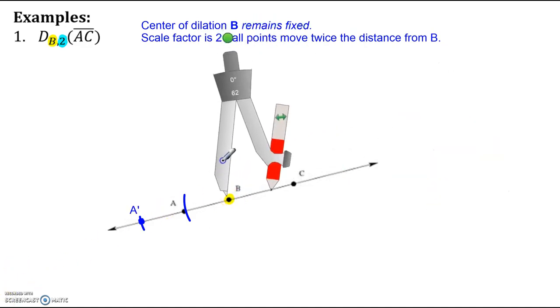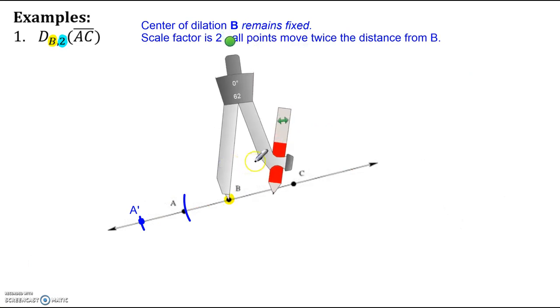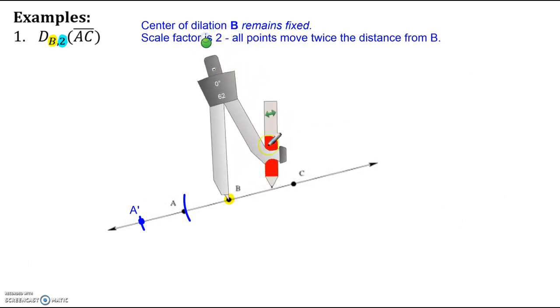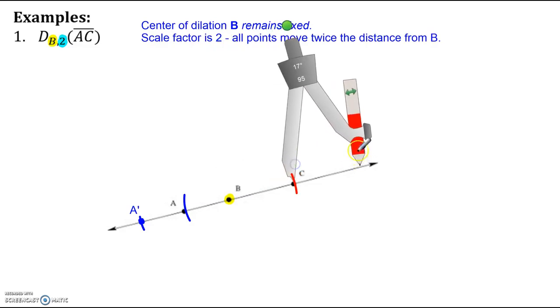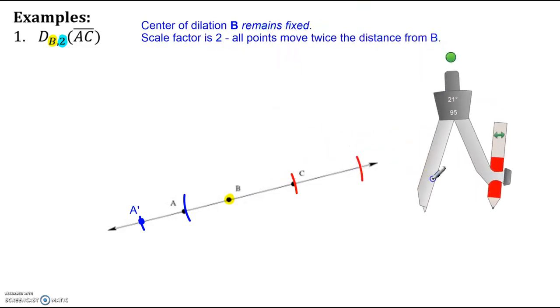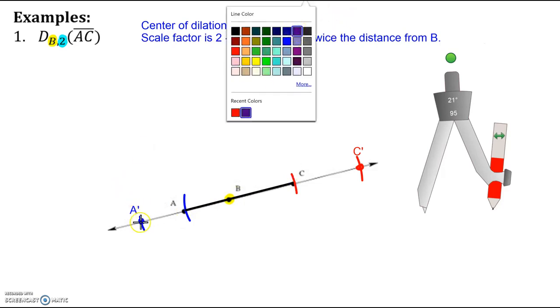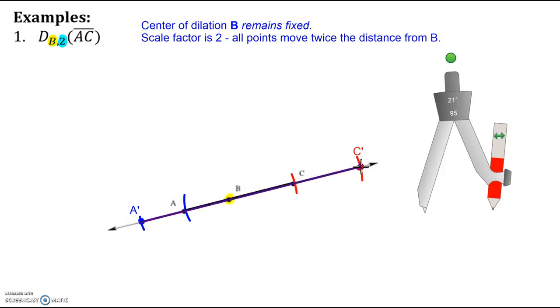Now we're going to do point C the same way. So we're going to go to point B with our compass, and we are going to open our compass as wide as it takes to get to point C, swing the arc, and then we're going to move to that arc and repeat a second one. And this will be point C prime, and it's twice as far away from point B, the center, as the original C was. So where our original AC went from here to here, our new A prime C prime will go from here to here, and it will be twice as long centered at point B.